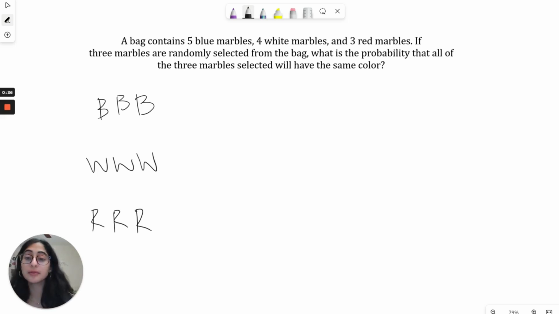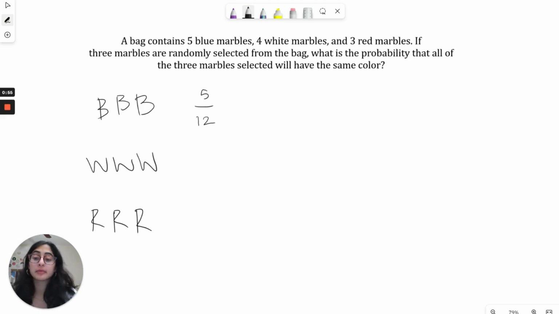Well, the probability of picking blue the first time is, well, there's 5 blue marbles out of a total of 5 plus 4 plus 3, which is 12 total marbles. So that's the probability of picking blue the first time. 5 out of 12 because there's 12 marbles total and 5 of them are blue.